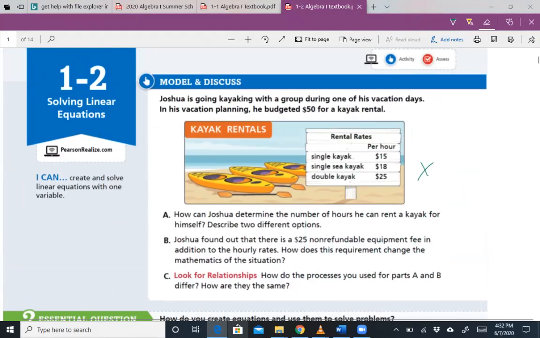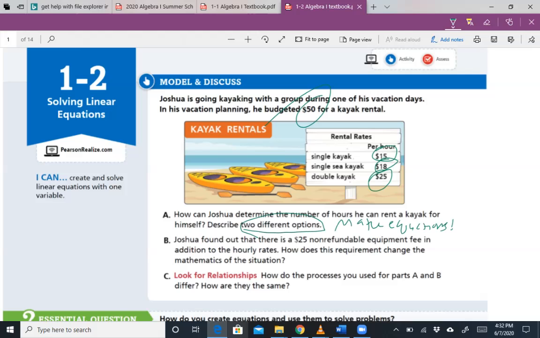Joshua is going kayaking with a group during one of his vacation days. In his vacation planning, he budgeted $50 for a kayak rental. You rent it for an hour, 15. A sea kayak, 18 an hour. Double kayak, 25 an hour. How can Joshua determine the number of hours he can rent a kayak for himself? Okay, two different options. Well, the most obvious one is make equations.